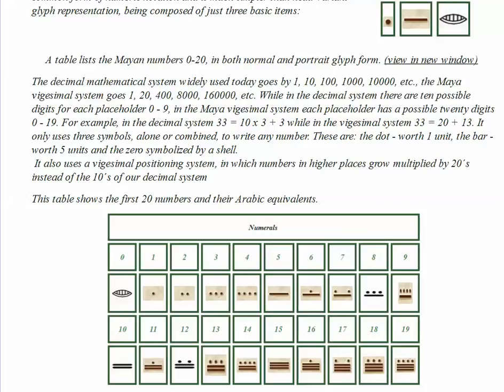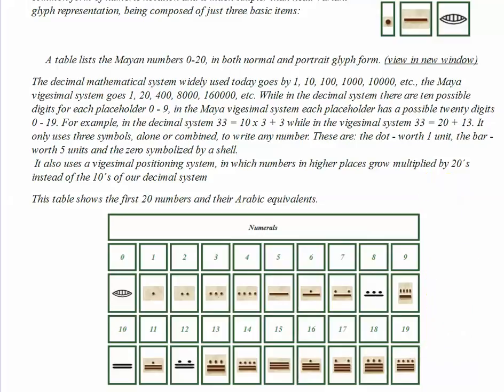So in our system, when we get to 10, we have to add a new place value, the tens place. So we have 1 ten, 0 ones. And we continue that. So for this number, we have 2 hundreds for 200, we have 2 tens for 20, and we have 3 ones. And you add those together, and you get 223, right? So that's basically how our system works, and their system works on the same basic principle. The only difference is they have 20 characters instead of 10.